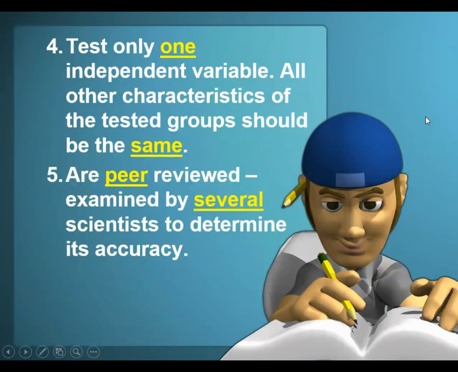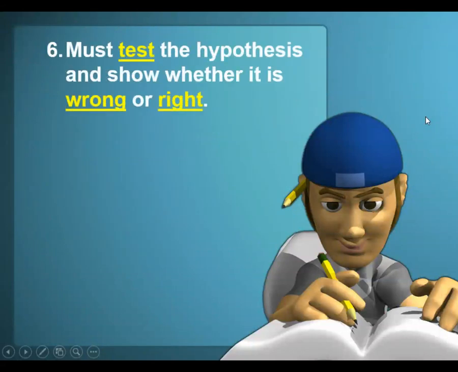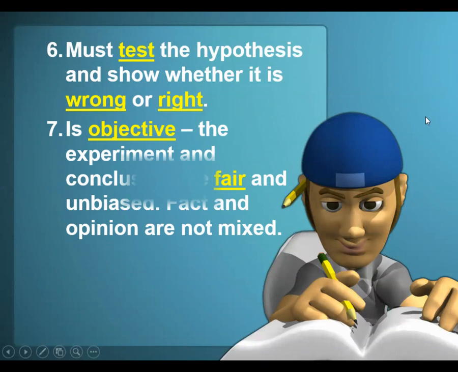And an experiment should be peer-reviewed by several scientists so you can determine its accuracy. You need to have other people look at it and make sure you don't have incorrect information or incorrect data. And you have to test the hypothesis in an experiment to show whether it's wrong or right, or supported or refuted. And it needs to be explained within your experiment how you're testing the hypothesis and how you know if your results support it or don't.